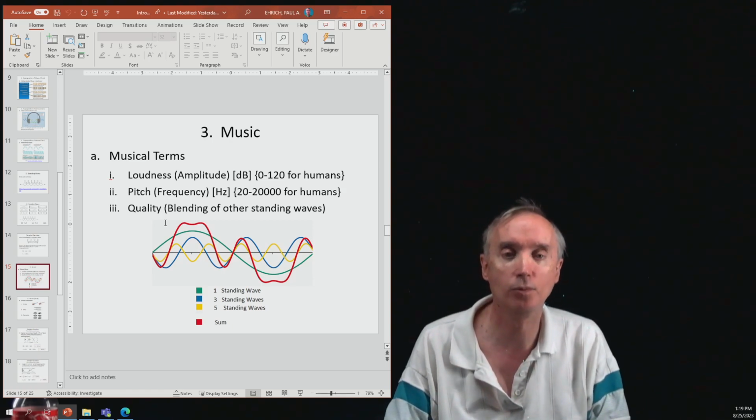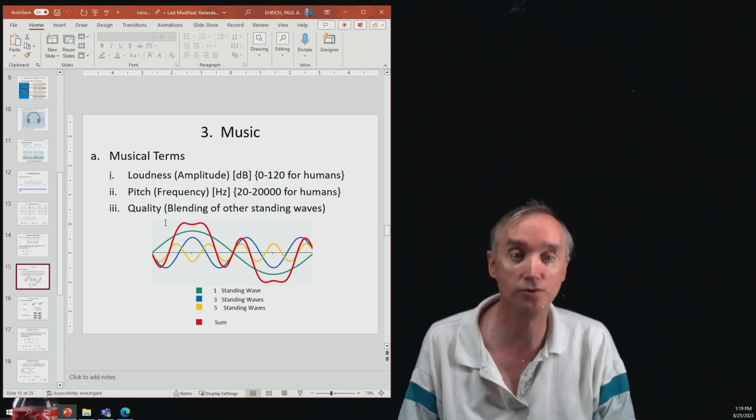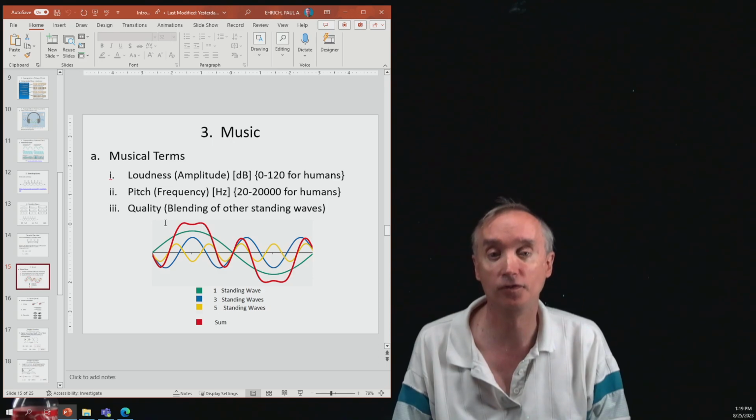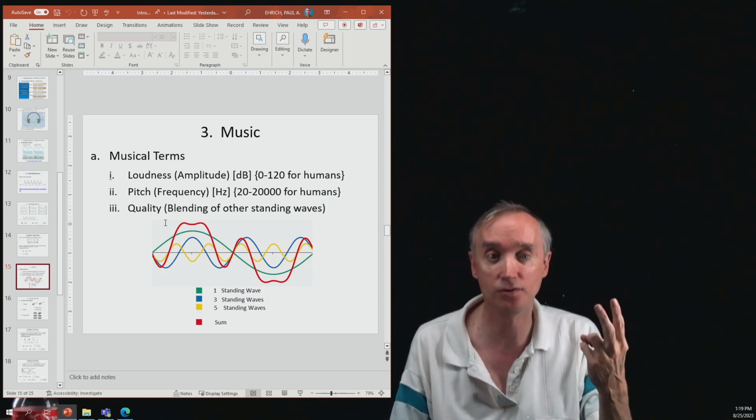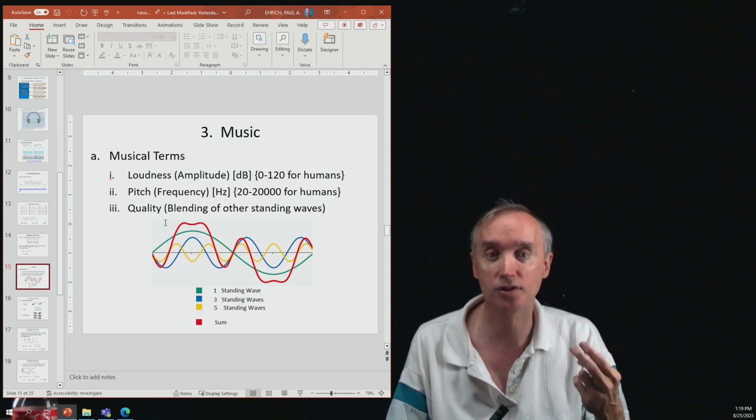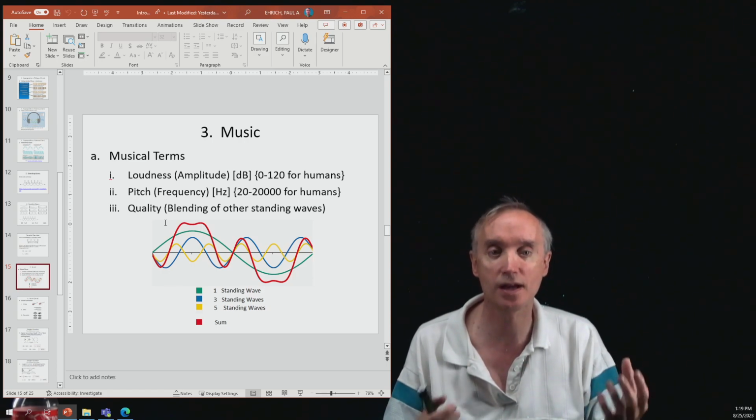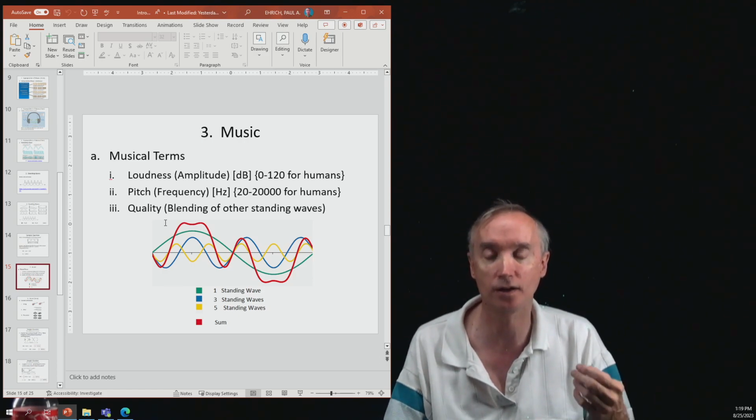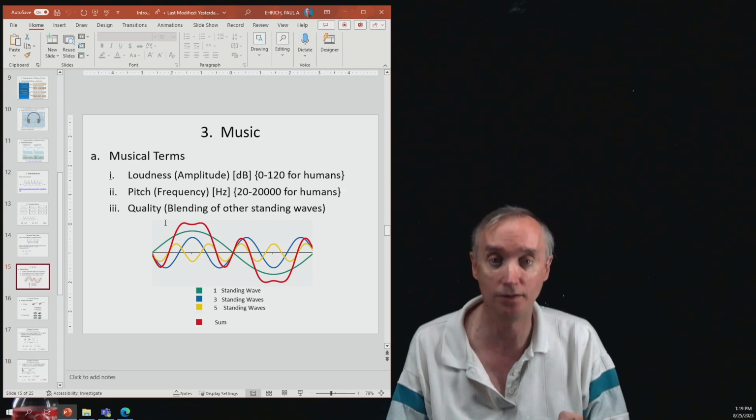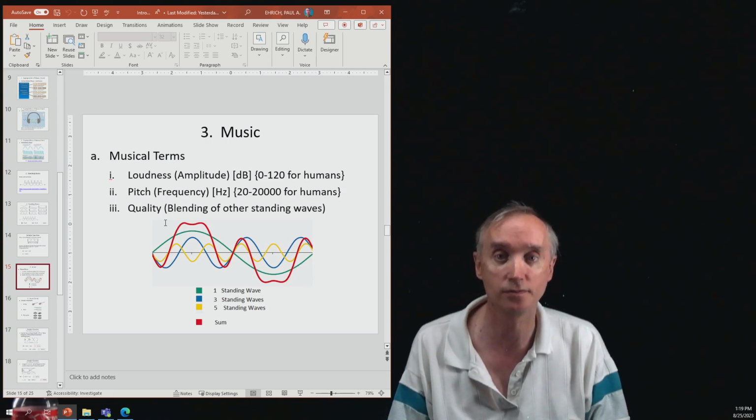Okay, I'm back, and now we want to talk about what music is. So far, we've been adding basically two waves together. But just like ocean waves, sound waves are actually a combination of many, many different frequencies.